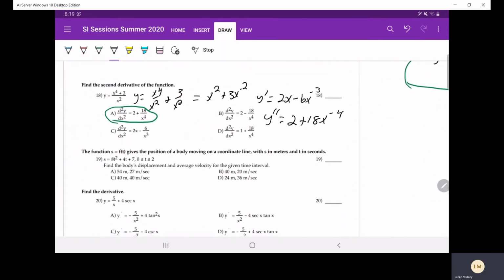So the function s equals f of t is the position of a body moving along a line, s in meters and t in seconds. That's your equation between 0 and 2. Find the body's displacement. So displacement is how far it goes in 2 seconds over the time interval. So you want s equals f of t.